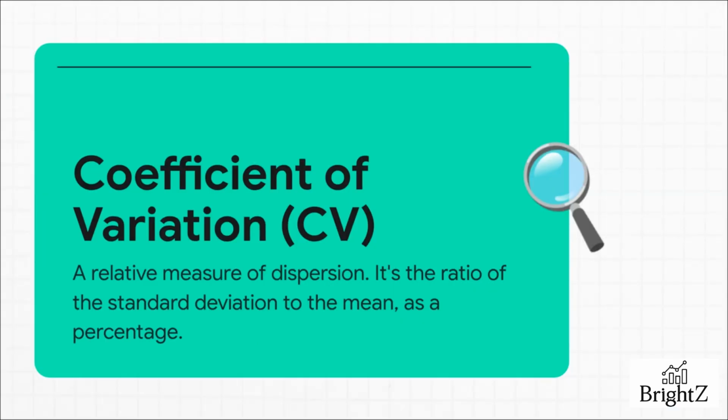For this very specific job, we need to pull out a special tool from our kit. It's called the coefficient of variation, or just CV for short. And what it does is brilliant. Instead of looking at the raw spread, it looks at the size of that spread relative to the average. It's basically asking, yeah, the spread is this big, but how big is that compared to the average itself?